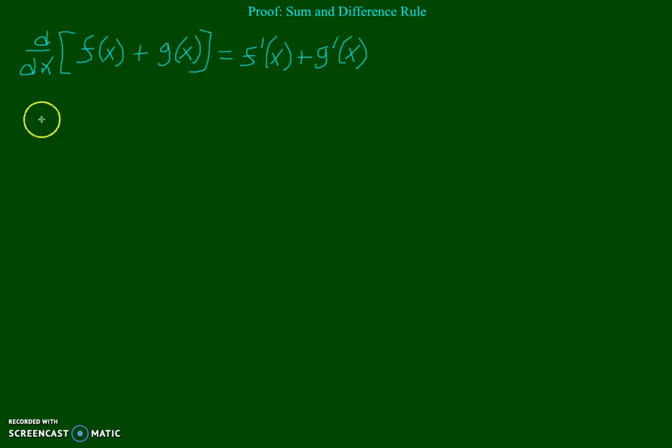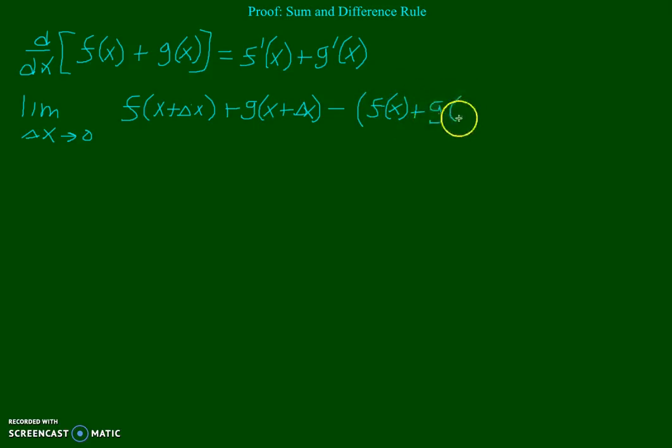So for this proof, I'm going to employ the limit definition of a derivative, just like several other proofs in this series. And so the limit as delta x approaches 0 of f, wherever we have an x, we're going to add x plus delta x. So f of x plus delta x plus g of x plus delta x minus our original function, so minus f of x plus g of x.